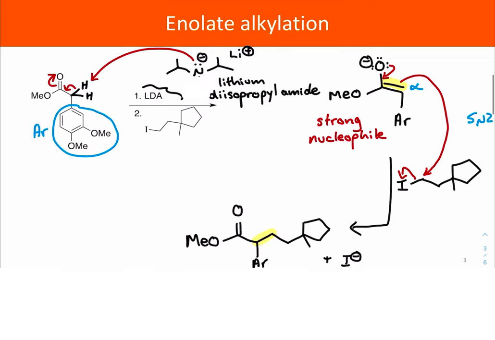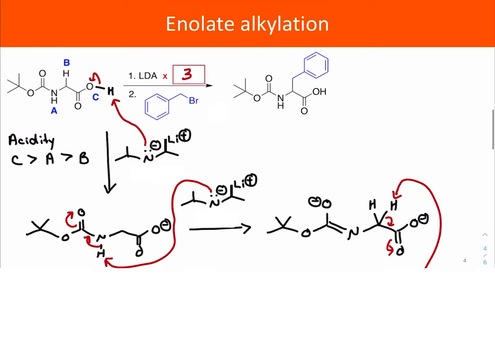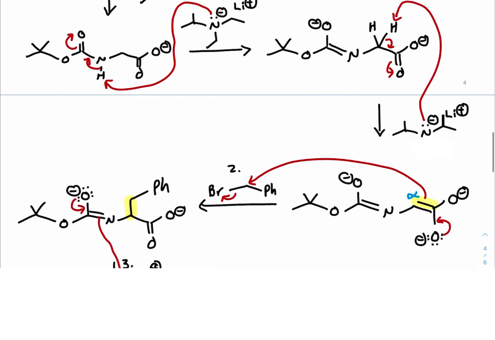So in this video, we saw two examples of enolate alkylation. In the first one, lithium diisopropyl amide quantitatively generated the enolate. That enolate is a strong nucleophile that reacted with the alkyl halide in an SN2 step to generate a new carbon-carbon bond. The second example was similar, except there were multiple acidic sites, and we wanted to form the carbon-carbon bond at the least acidic site of them all. And so we needed three equivalents of lithium diisopropyl amide to successively deprotonate the most acidic, intermediate acidic, and finally the least acidic sites.